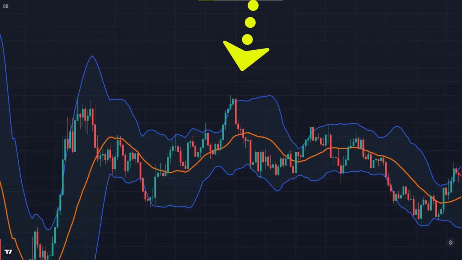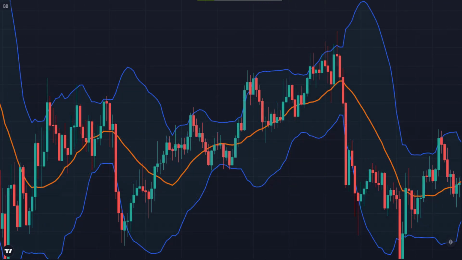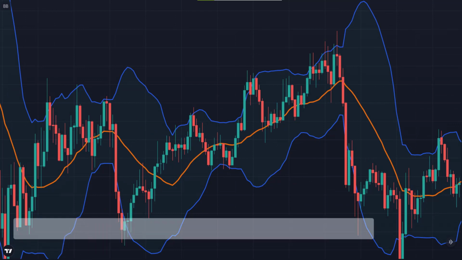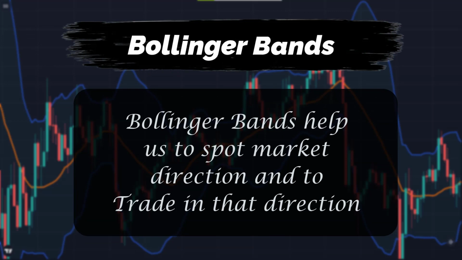When the price moves above the upper band, we expect the price to find resistance and reverse downwards. Similarly, when the price moves below the lower band, we expect the price to find support and move upwards. So we always use the Bollinger Bands to spot reversal opportunities.